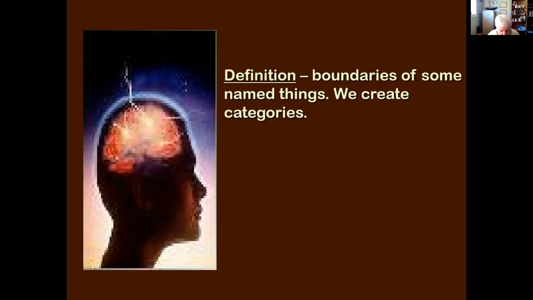So we have abstraction, then we also have another problem with language, and that's the issue of definition. It's boundaries of some named things that we create categories. Animal. If I said to you, today I went for a ride in the car and I saw an animal, you'd say, well, that's nice. What do you mean animal? What type of animal are you talking about? I'm talking about a horse. The animal now has more definition.